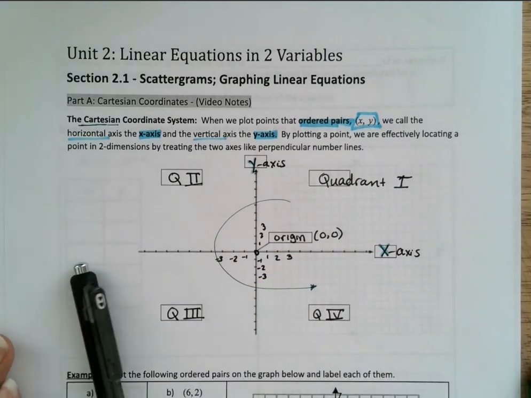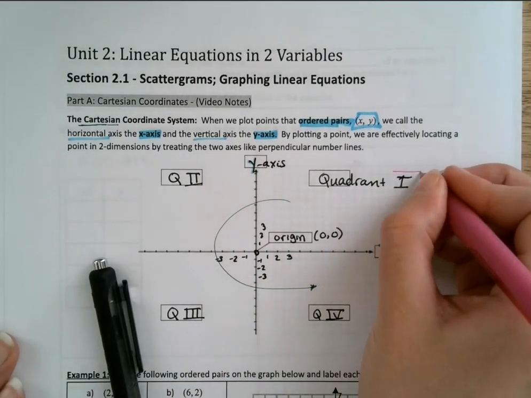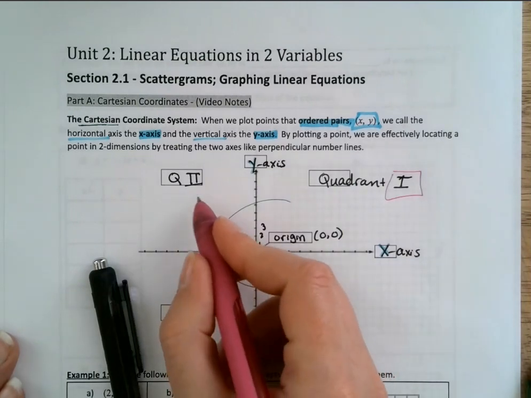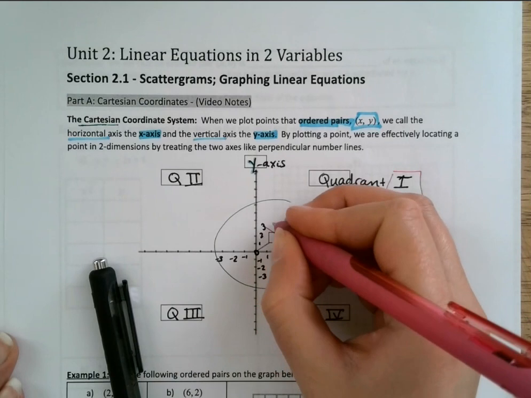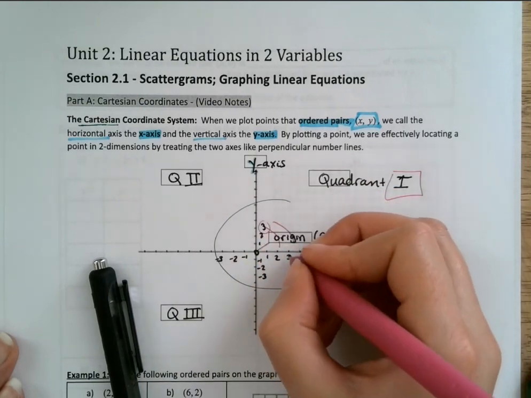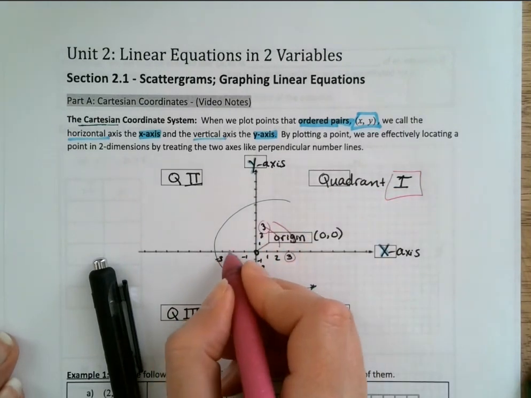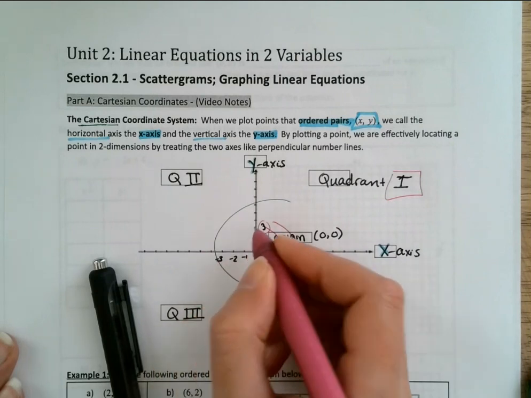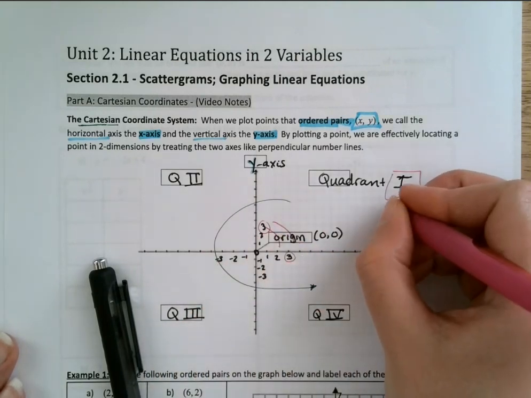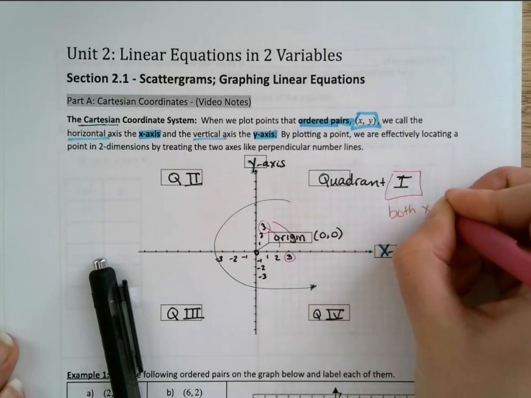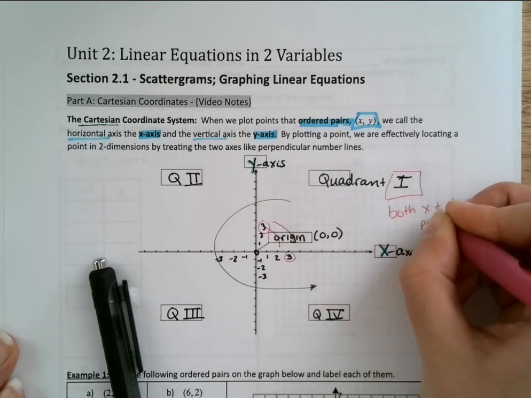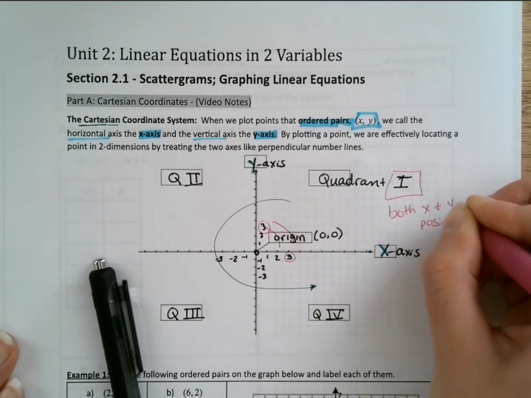So quadrant 1 got to be number 1. I mean, if you're reading, you'd think 1 might be over here. It got to be 1 because you have positives on this side, versus over here you'd have negative x values and positive y values. Quadrant 1 has both x and y positive. That's why it's number 1. Okay.